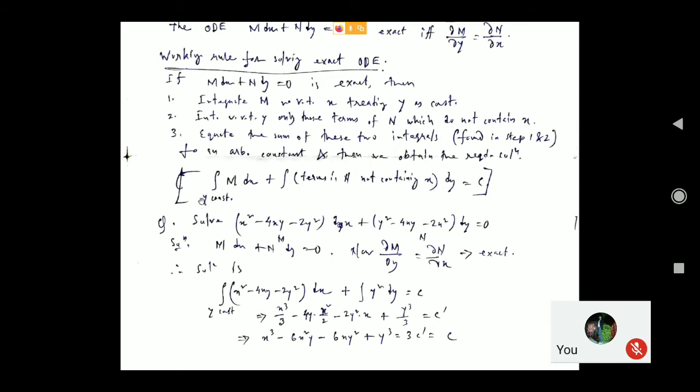Here I have written in short what you need to do. Integrate m with respect to x, treating y as constant, plus integrate the terms in n not containing x with respect to y, equate the expression to an arbitrary constant. That will be your solution. So after doing the calculations, we arrive at this solution.